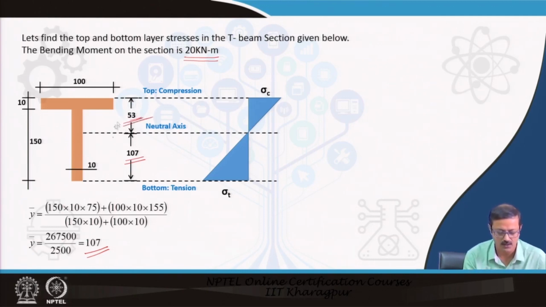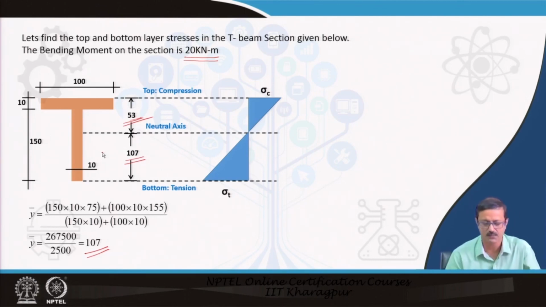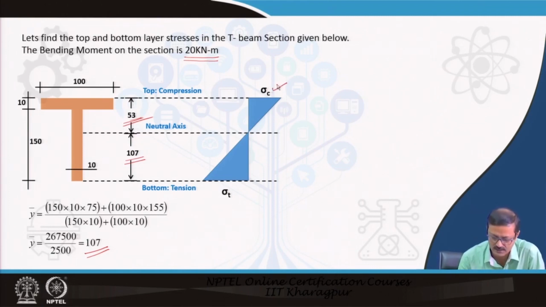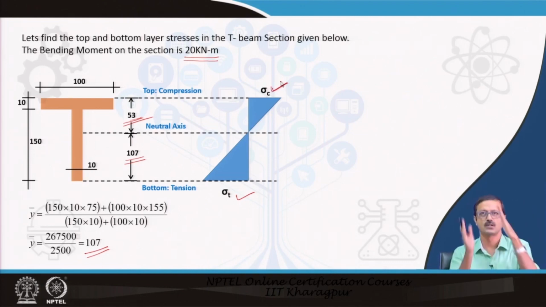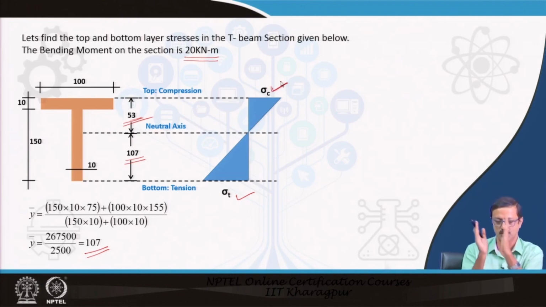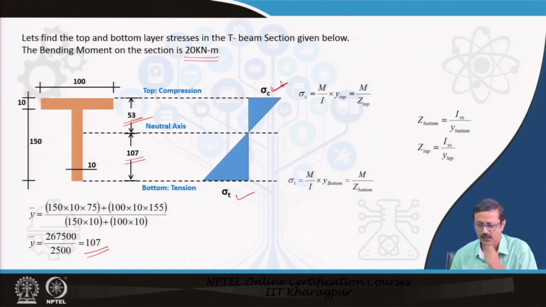So, these two are not equal, okay, it won't be, and the stress distribution diagram will be like that. The sigma C will be smaller here and the sigma T will be higher here, because the neutral axis is above, I mean closer to the top. So, the stress will be smaller at the top, and due to the funnel effect it will be higher at the bottom. The top and bottom stresses we can calculate with the formula we have seen.